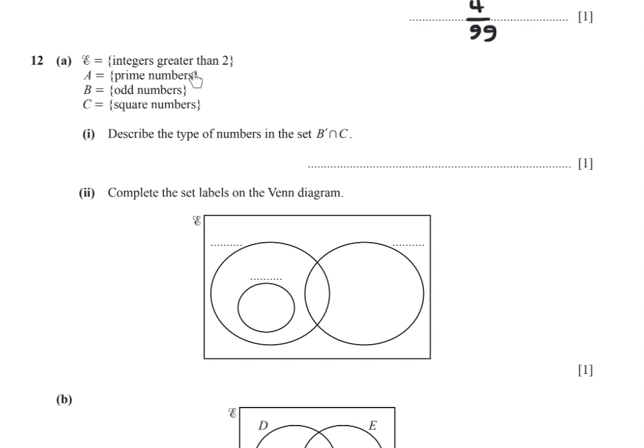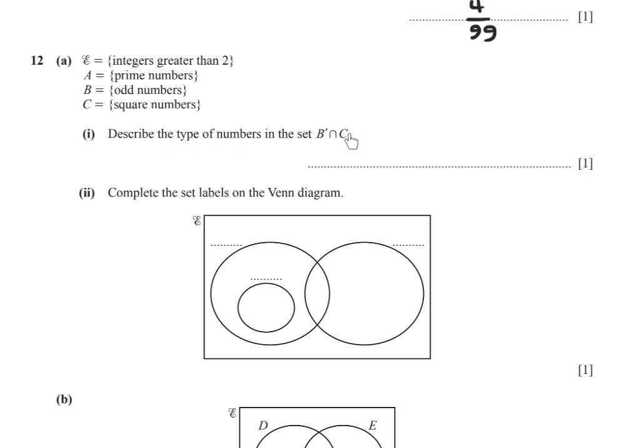Number 12a. Universal is the integers greater than 2. A, the prime numbers which is greater than 2. B, the odd numbers which is greater than 2. C, the square numbers, of course greater than 2 because all of them part from the universal. Okay.